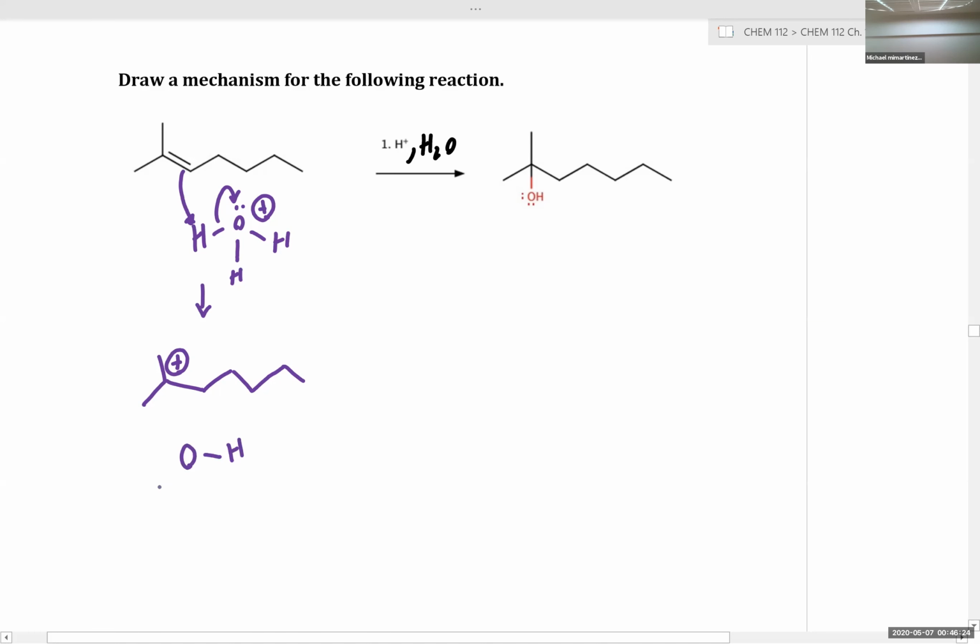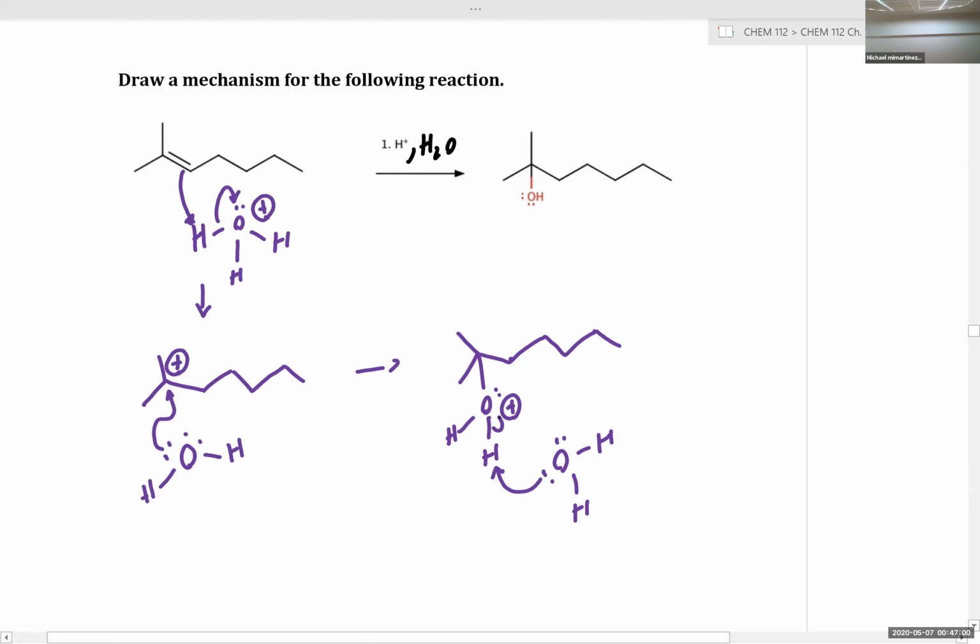And now our nucleophile, which is water, you draw your arrow going from the nucleophilic lone pair to your carbocation, and that in turn generates our tertiary protonated alcohol. Okay, and now water removes the proton. And that's how we generate our product.